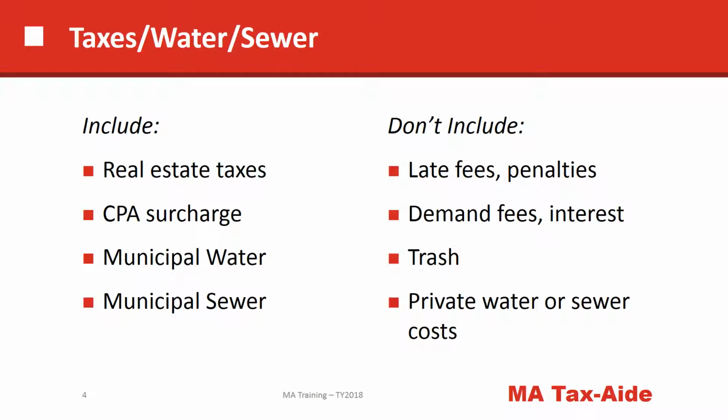Now for fees that you can't include, don't include any late fees, penalties, demand fees, or interest. Some towns and cities have trash included on a utility bill, so you have to subtract that out. And then you can't include any private sewer or water costs. So say they have a private water vendor, or they have a private sewer that they have pumped, they bring you those bills, you cannot include them.